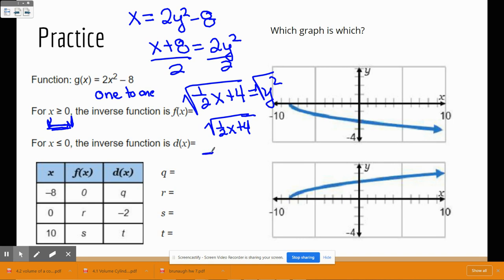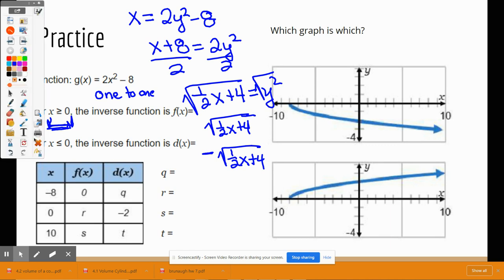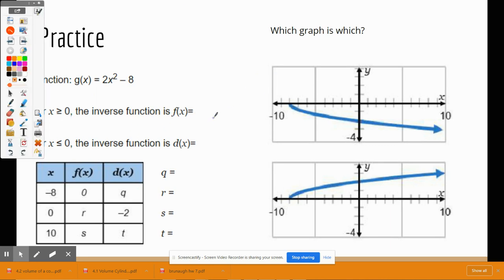And you want the negative square root side of it, which is the negative square root of 1/2 x plus 4. So this one is the negative side, and this one is the positive side. So which one is which? This one is the top part, and this one will be the negative part.